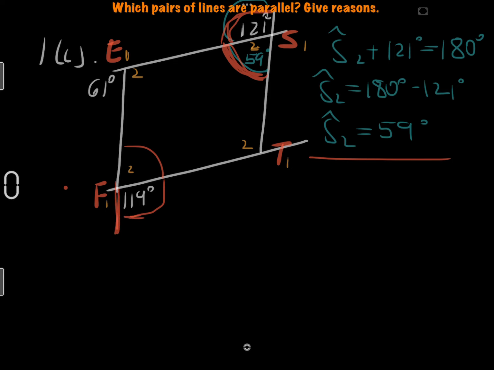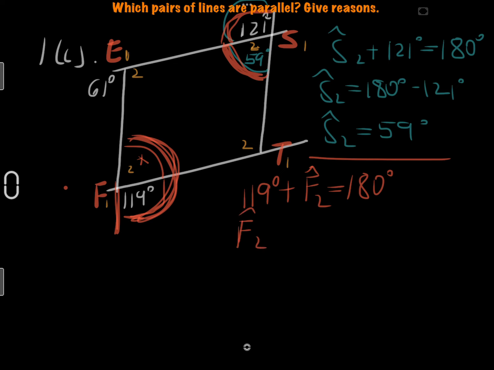We need to find this angle here, which is angle F2. To find angle F2, we are given 119 degrees plus angle F2 should give us 180 degrees, since those are angles on a straight line. These angles are supplementary. So now we have angle F2 is equal to 180 minus 119 degrees. By use of a calculator, we simply punch in 180 minus 119.